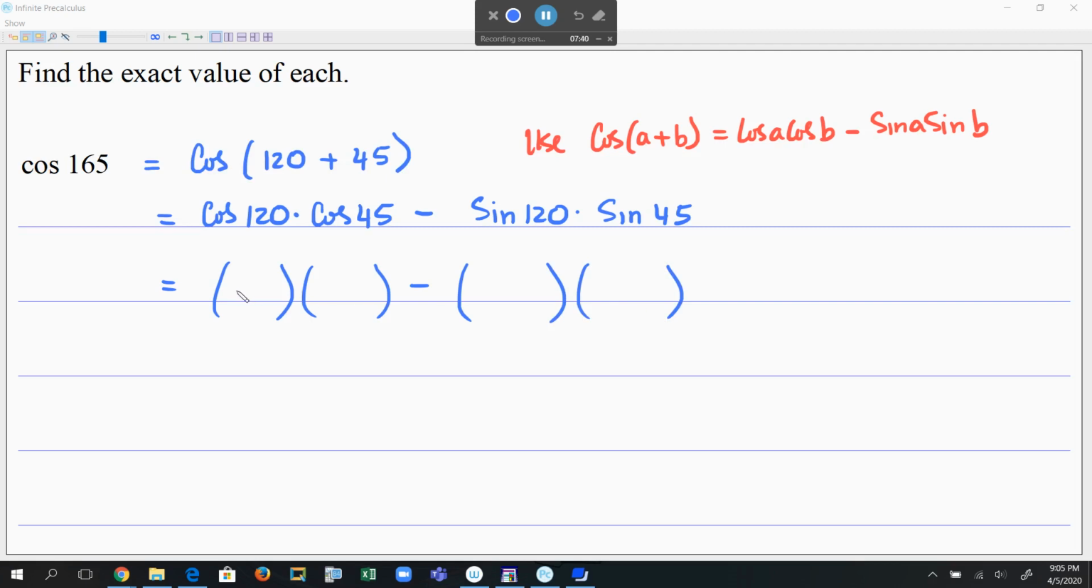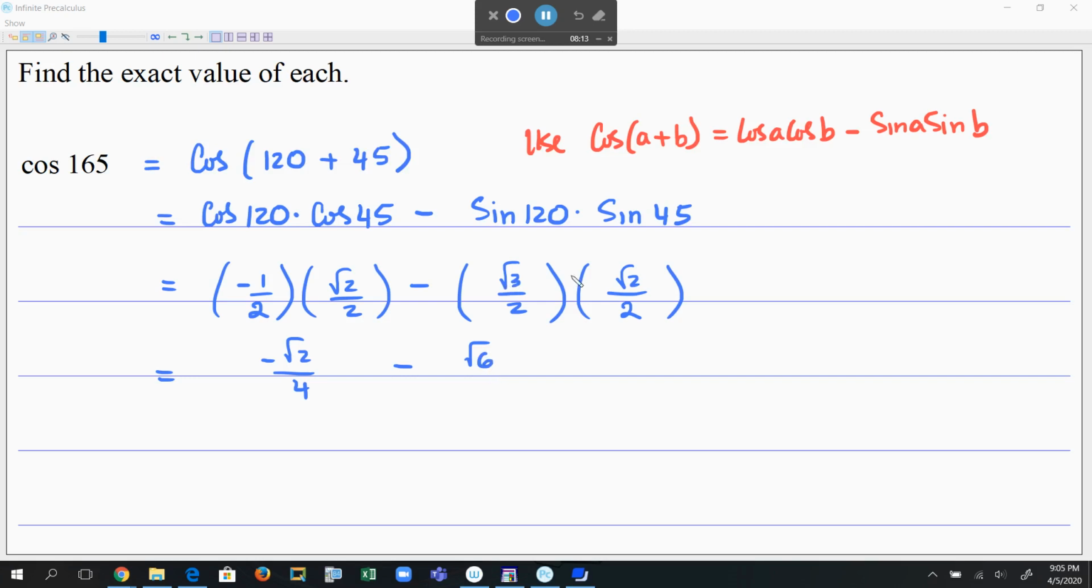Let's start with cosine 120. That would be negative 1/2. Cosine of 45 is square root of 2 over 2. Sine 120 is square root of 3 over 2. And sine 45 is square root of 2 over 2. Now multiply first before we subtract. That gives us negative square root of 2 over 4. And again, multiplying the two fractions gives us negative square root of 6.